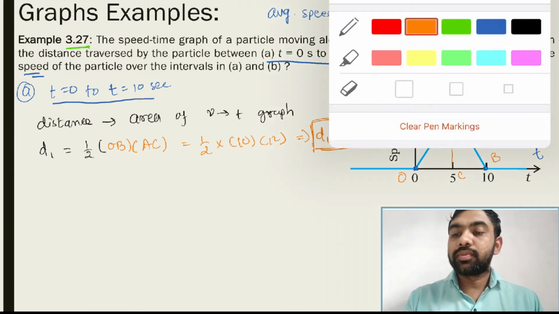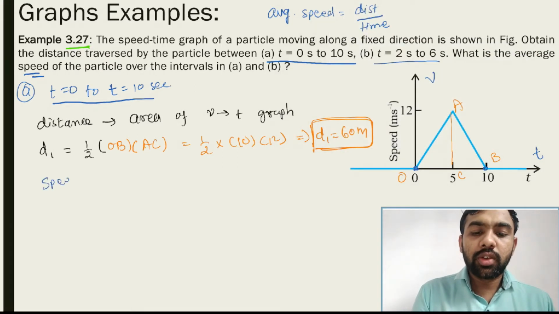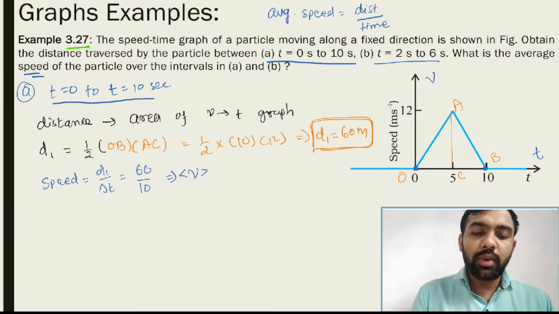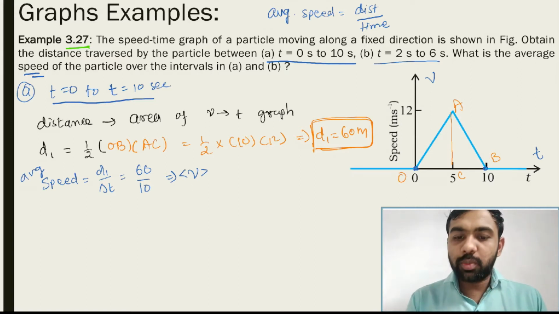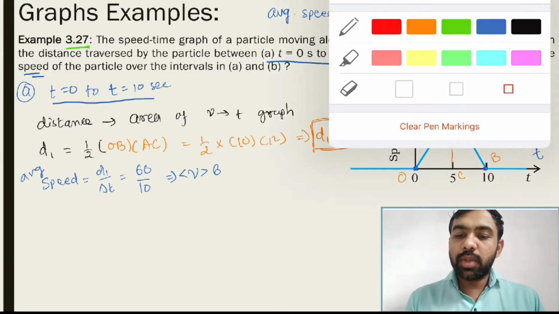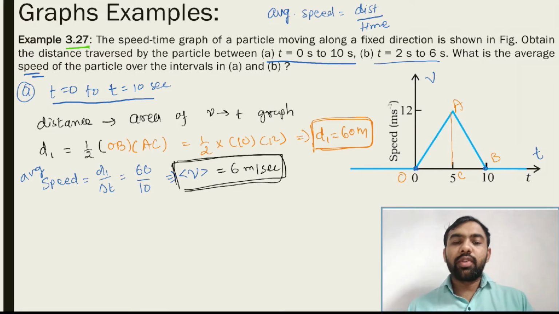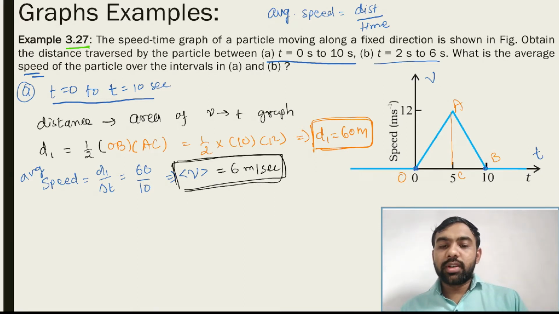And second, speed. What is the speed? Speed is equal to distance upon time. So distance is 60 and time is 10. Actually, we are finding the average speed. Average speed is equal to 6 meters per second. So this is the second answer. We have found both distance and speed for case A, which is 0 to 10 seconds.